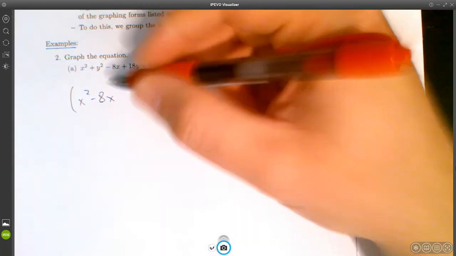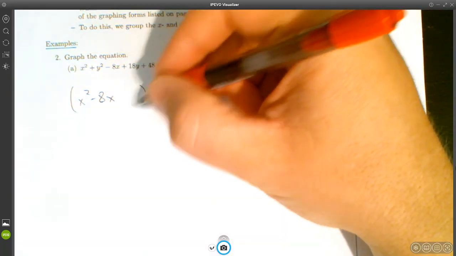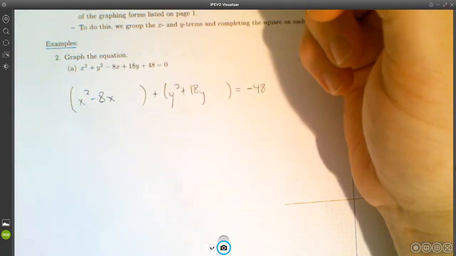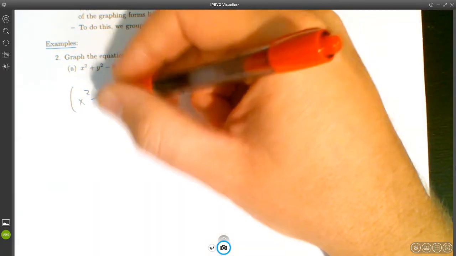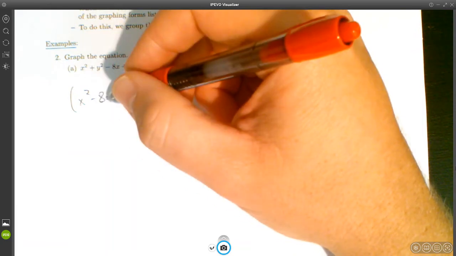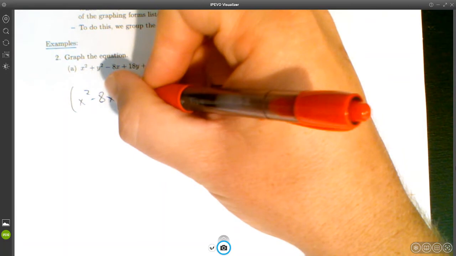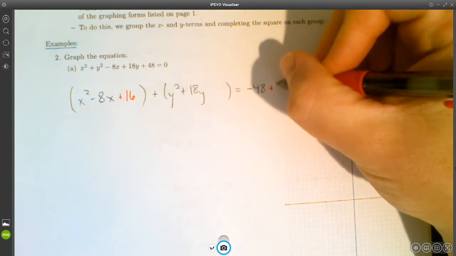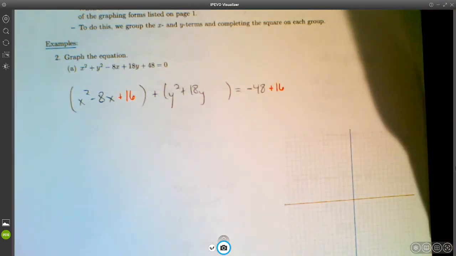The trick is that this number right here that we add has to be half of this number, squared. So half of negative 8 is negative 4. And negative 4 squared is positive 16. So we're going to add a 16 to complete the square on that group. And of course, we're allowed to do that as long as we add 16 on the right-hand side as well.